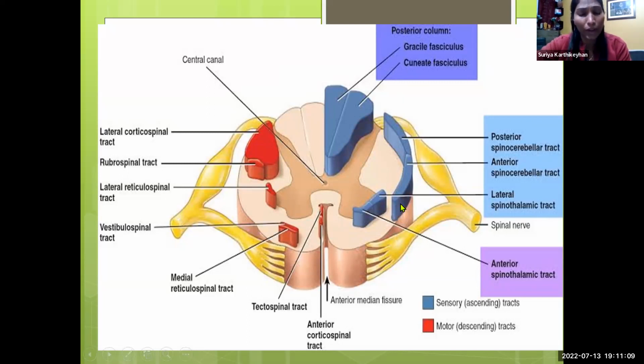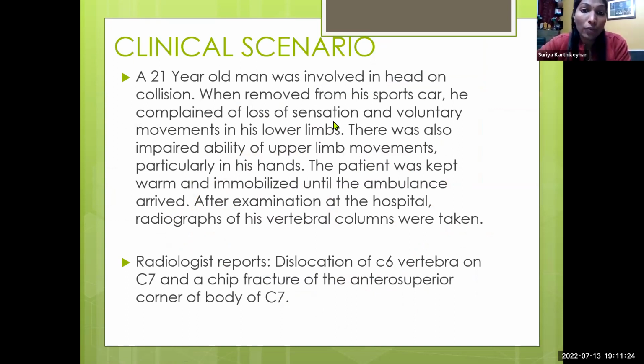And then the spinocerebellar tract is mainly concerned with balance and posture. The pain and temperature sensation is carried by the spinothalamic. So when there is an injury to all these things, everything is affected. All the tracts are affected. That's why the patient is complaining of loss of sensation. They are telling us a general sensation.